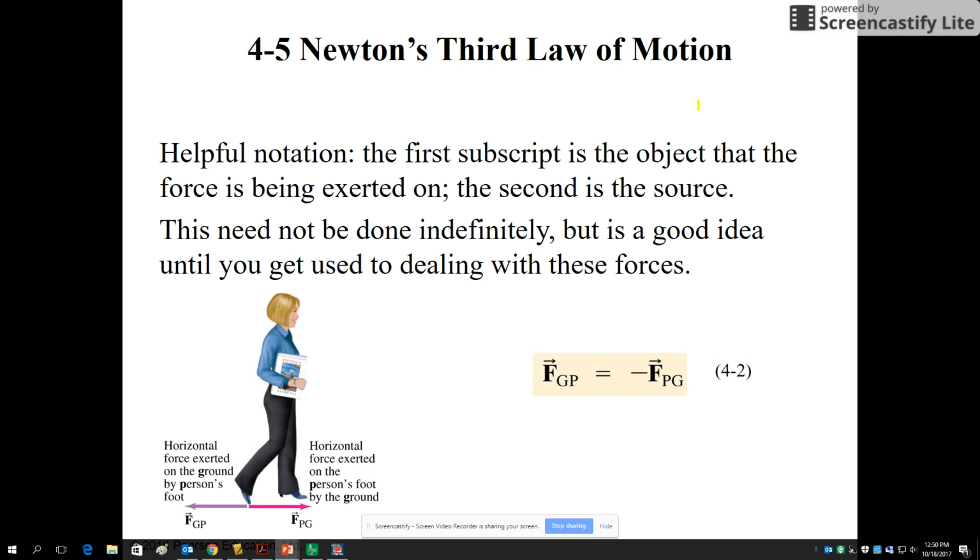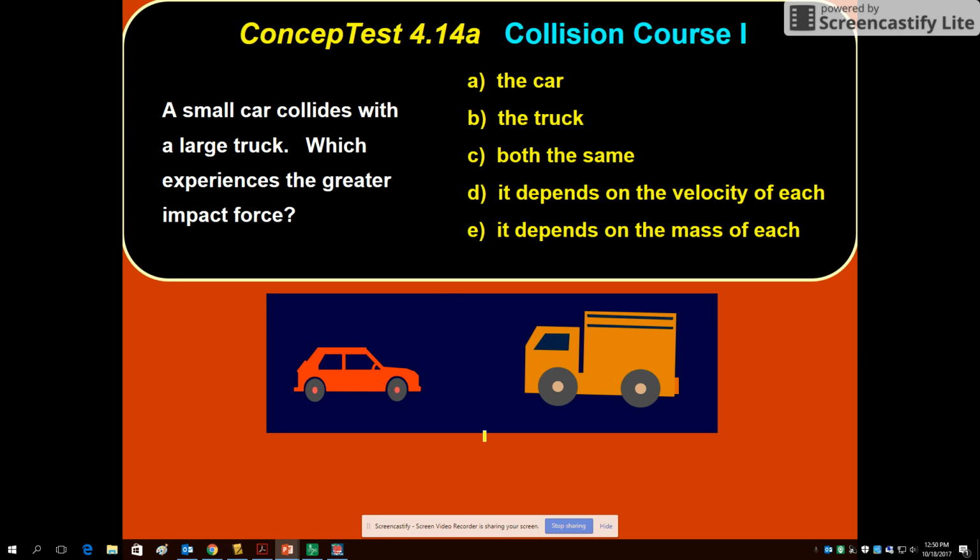We'll use careful notation when we're talking about action and reaction pairs, and that's why in the previous examples, I've tried to use notation that looks like force of something on something else. Using notation like this, force of ground on person and force of person on ground, helps you identify the action-reaction force, or the Newton's third law pair. You simply switch the nouns from one to the next.